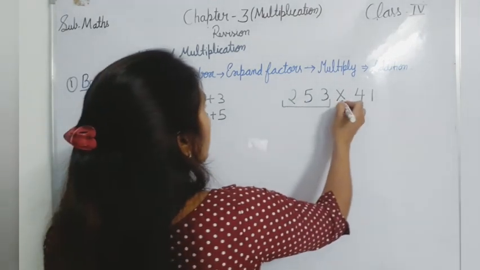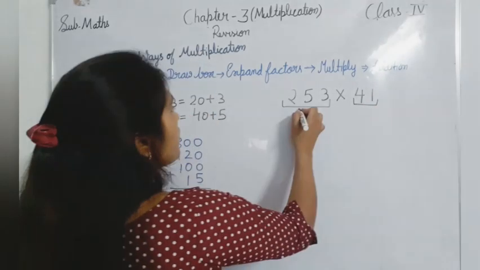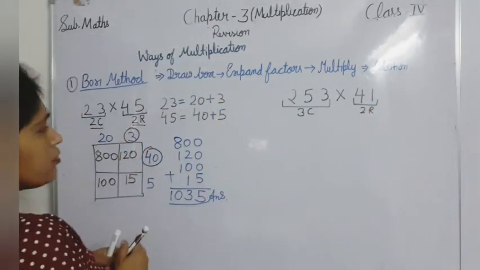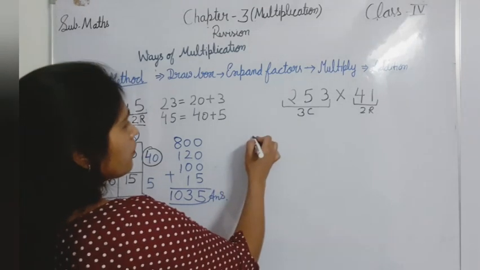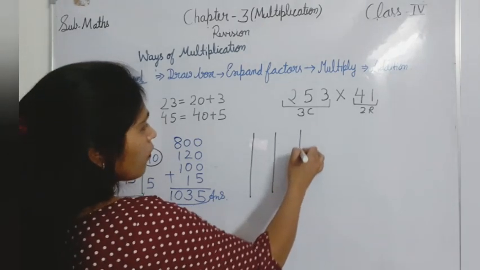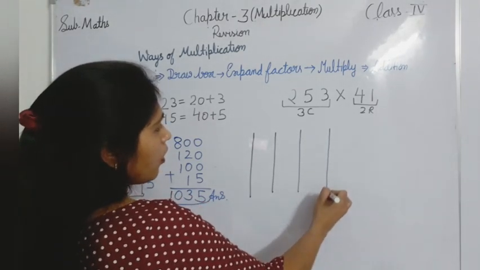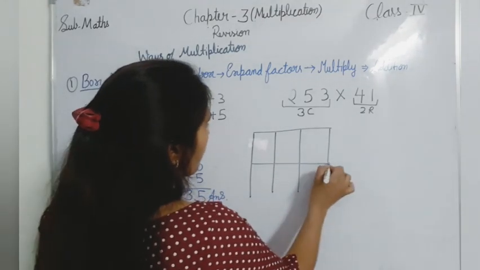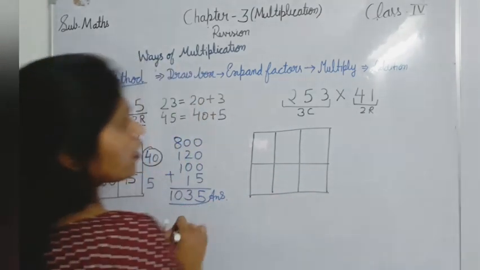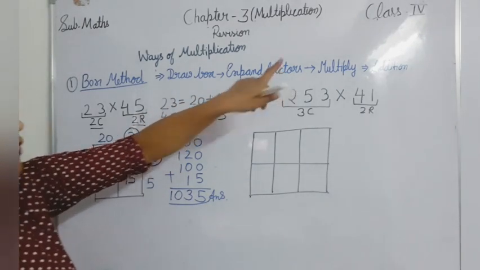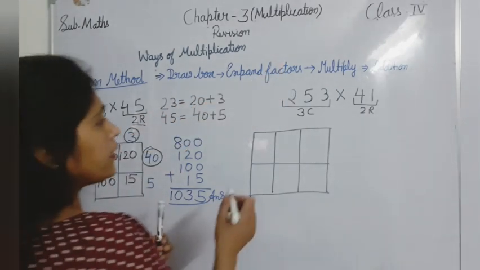So we have to draw the box first. 3 columns and 2 rows. So let's draw 3 columns and 2 rows. Three columns, yes, and 2 rows. Now what is the second step? Expanded factors. So we have to write the expanded form.